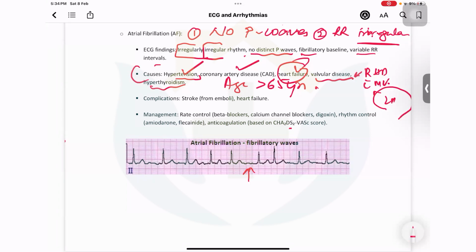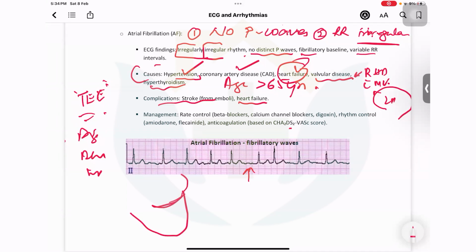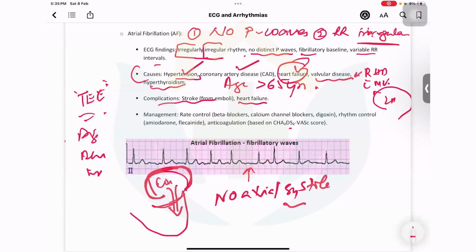How can it complicate? It can complicate by thromboembolic events. So these patients can have stroke, heart failure, digital gangrene, renal failure, infarctions. So all of them can happen. Mesenteric ischemia, all of them. Why? Because atrial fibrillation means the atria is not contracting, so it is not pushing the blood into the LV. There is no atrial systole happening. You have to understand that there is no atrial systole because there is no P wave.